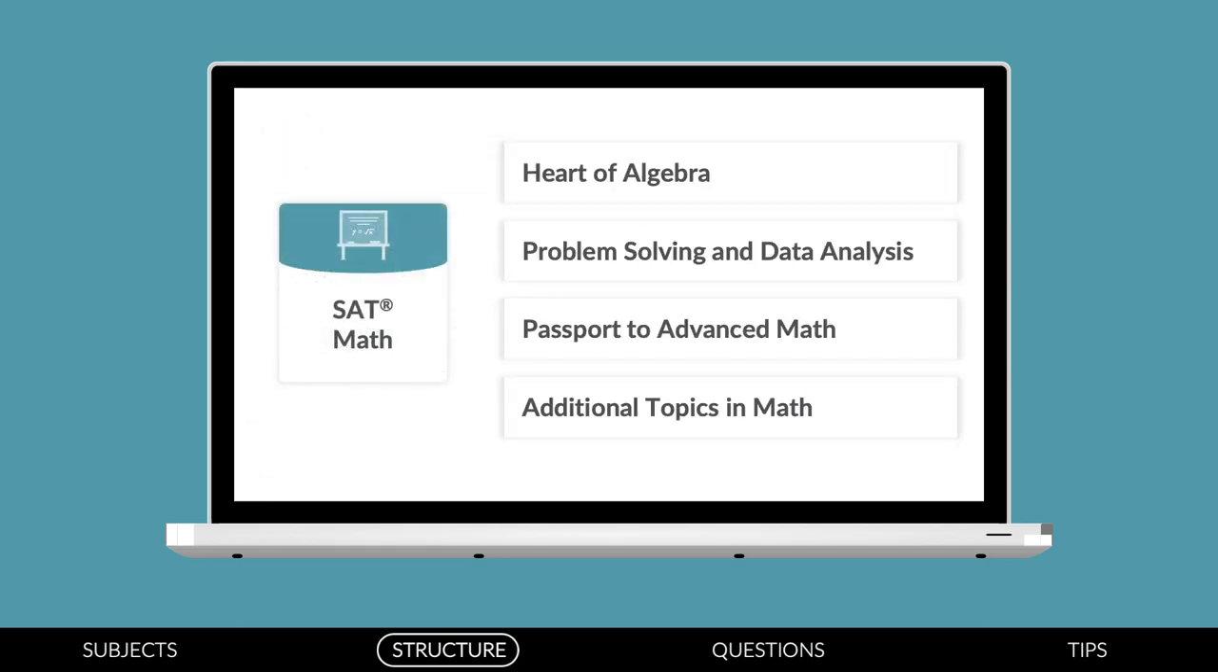In SAT math, themes model the 4 areas of emphasis from the official exam standards, such as Heart of Algebra and Passport to Advanced Math.